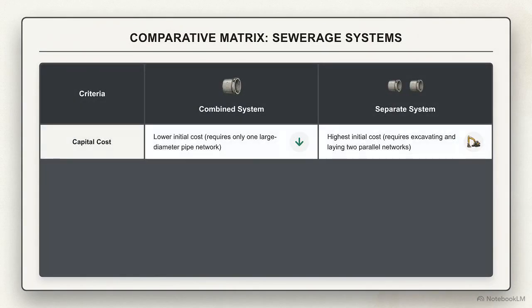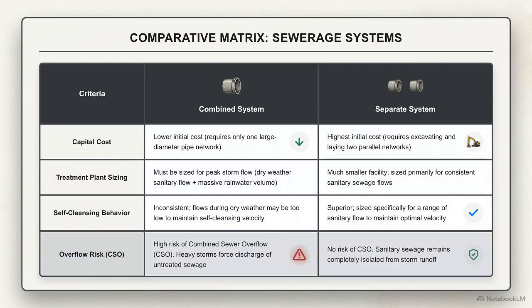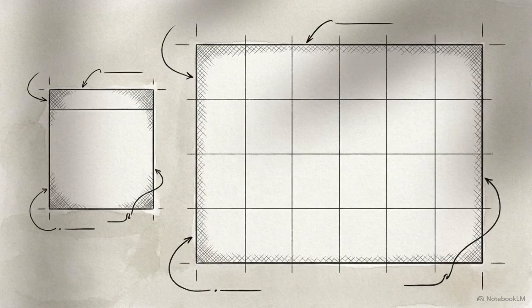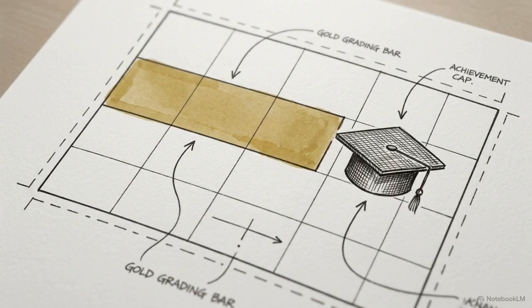Show that while the combined system has lower capital costs, the separate system provides superior self-cleansing behavior and eliminates the risk of untreated sewage overflows during heavy rain. Calculate your score from Part A. A score of 8 to 12 indicates a solid understanding, while 13 to 15 means you are ready for the next module.